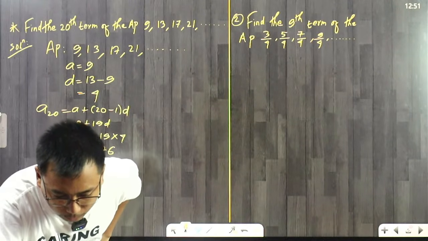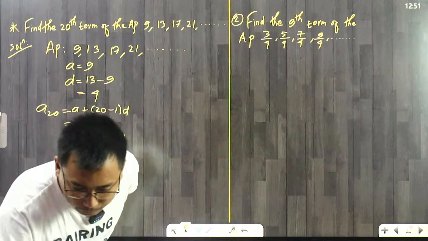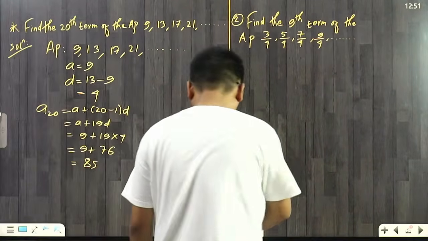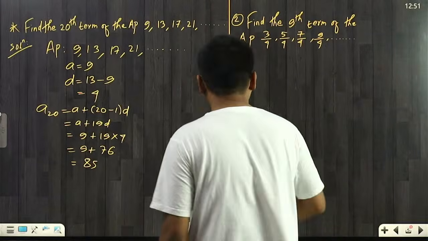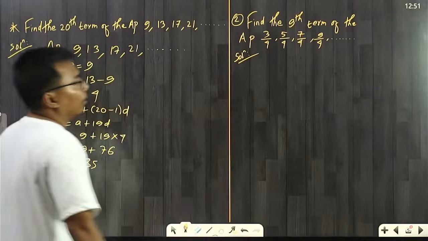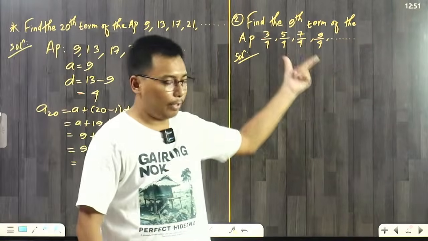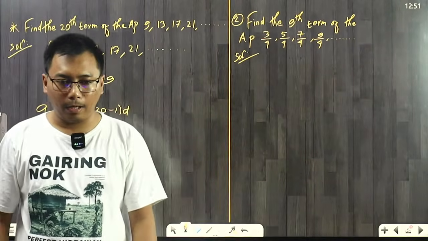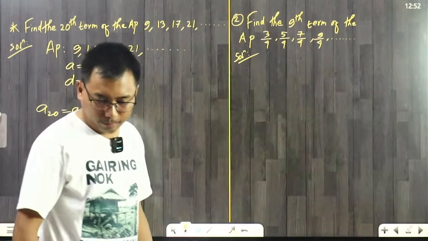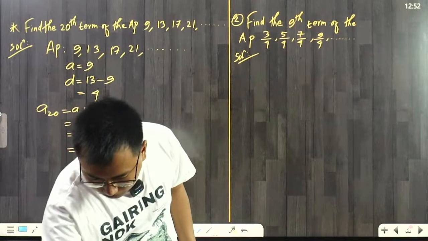Okay. Now do this. Question 2. Solve this again. Find the 9th term of this AP. Find out. 19 by 4. 19 by 4, mystery. Yes.